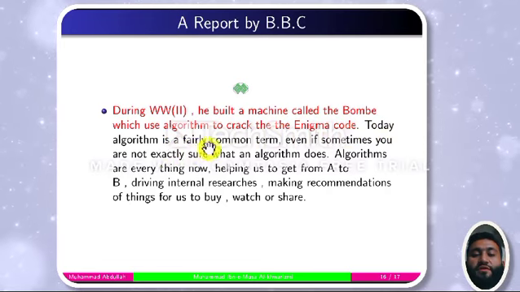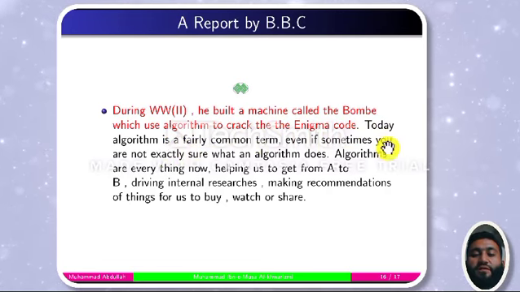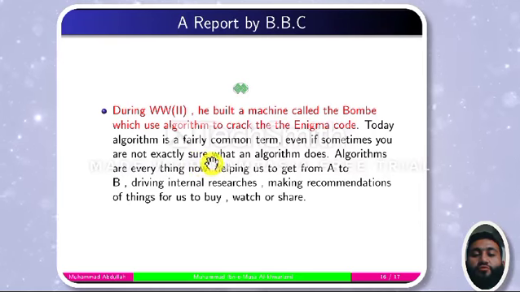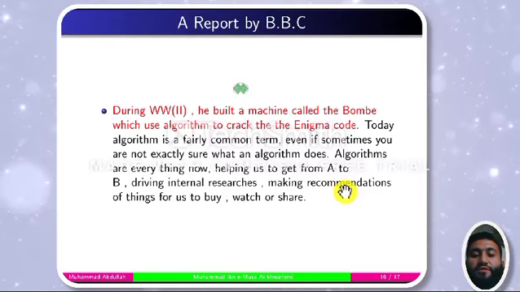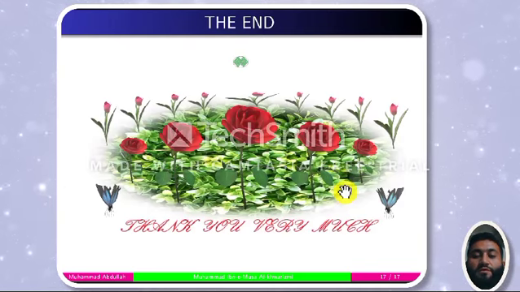Today, algorithm is a fairly common term, even if sometimes you are not exactly sure what an algorithm does. Algorithms are everything now, helping us get from A to B, driving internet searches, making recommendations of things for us to buy, watch, or share. So thank you for being with us.